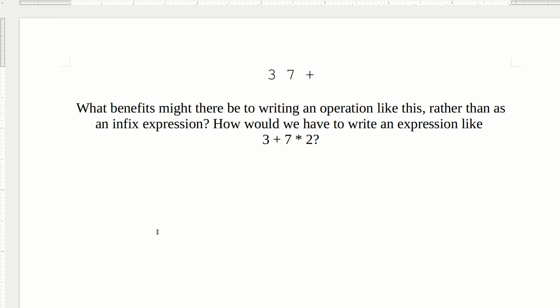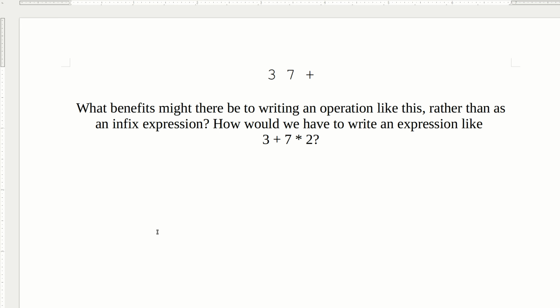When dealing with operations written like this on a computer, we should think about what the benefits are in particular to the computer in processing these. So what benefits are there to writing an operation in this postfix format, rather than infix, in terms of computing? And I want you to start to consider how we would have to write an expression like 3 plus 7 times 2 so that we would still get the same benefits that we got from writing 3 plus 7 as 3 7 plus.